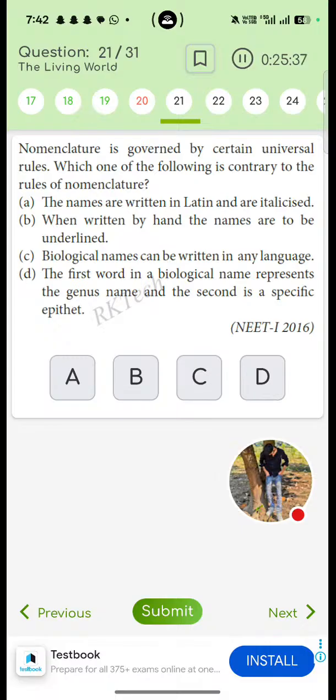Which one of the following is contrary to the rules of nomenclature? The names are written in Latin and are italicized. When written by hand, the names are to be underlined. Biological names can be written in any language. Oh, the wrong option is option C.